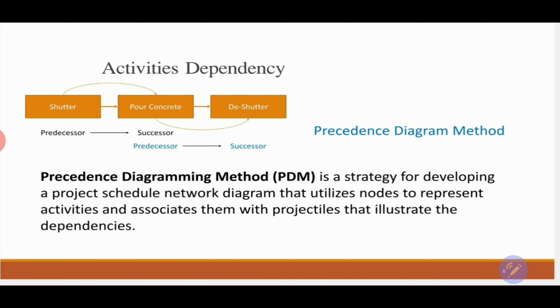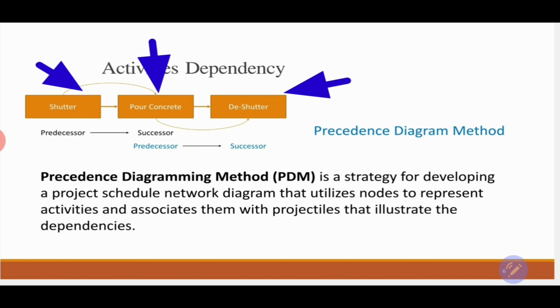The tool that we have used in order to demonstrate or visually represent the sequence of the activities is called precedence diagramming method. In some books they call it father-child diagram, but let's stay with what PMI are telling us. They are telling us that this is called a precedence diagramming method, and it is a tool and a strategy for developing the project schedule network diagram. It's not to develop the schedule, it's one of the activities that I do in order to develop the schedule, and we call this project schedule network diagram.